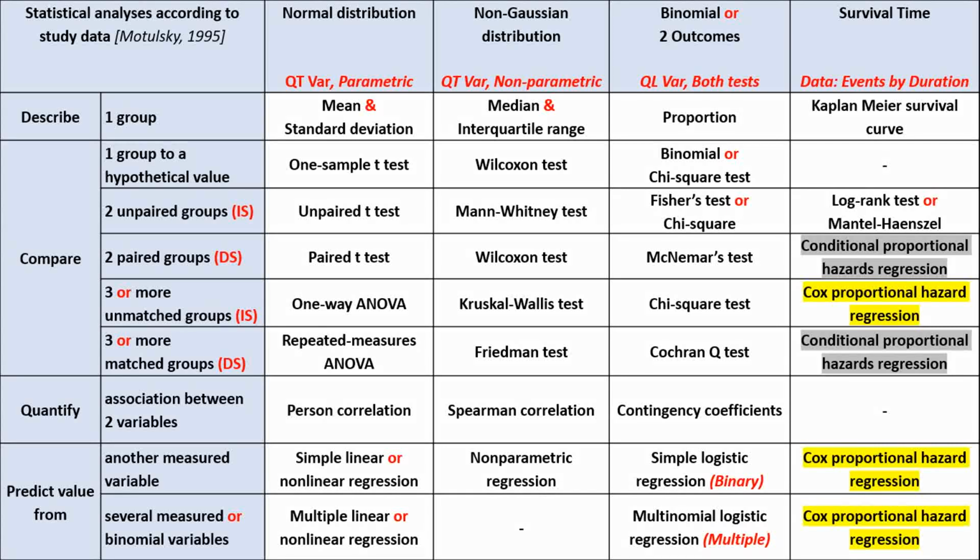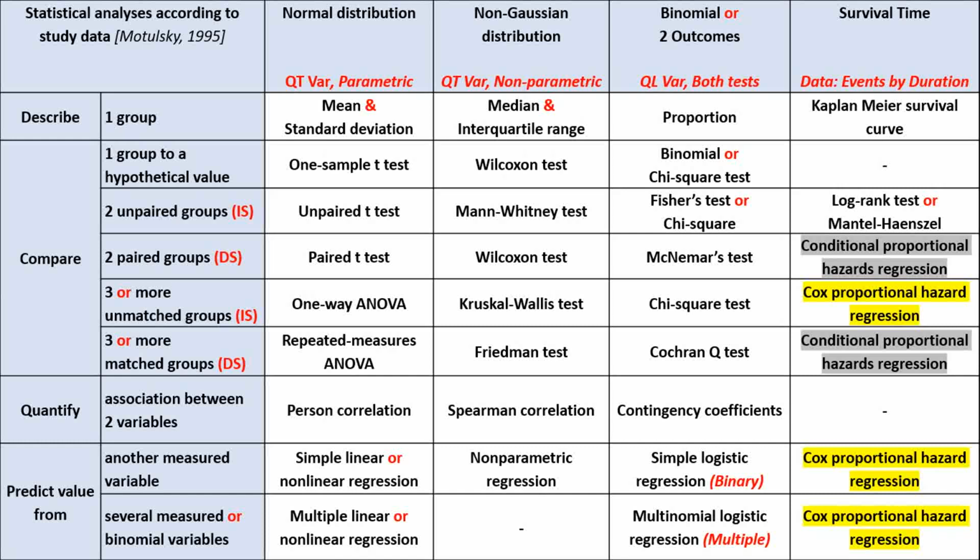To compare two paired groups, we use paired t-test, Wilcoxon test, McNemar's test, conditional proportional hazard regression. To compare three or more unmatched groups, we use one-way ANOVA, Kruskal-Wallis test, chi-square test, Cox proportional hazard regression. To compare three or more matched groups, we use repeated measures ANOVA, Friedman test, Cochran-Q test, conditional proportional hazard regression.